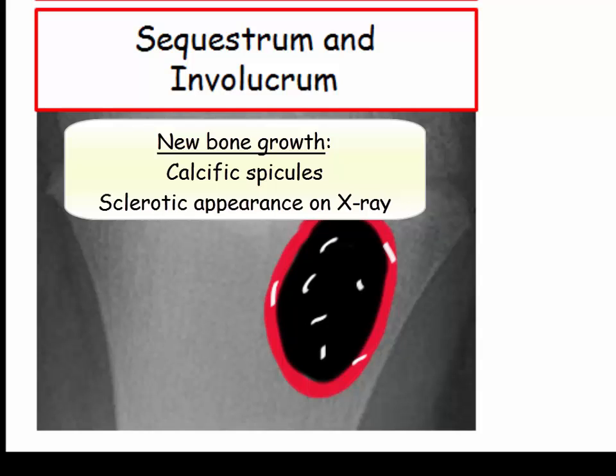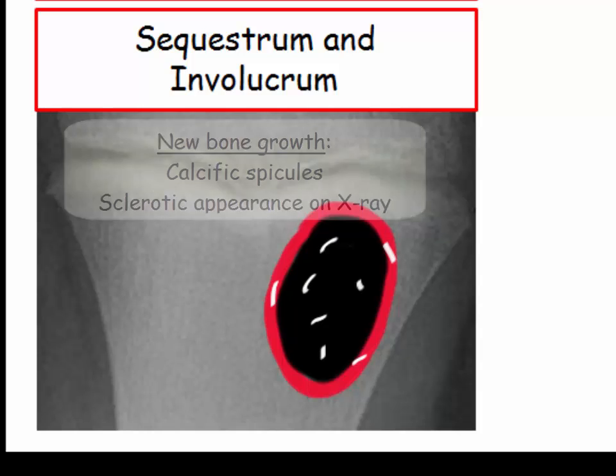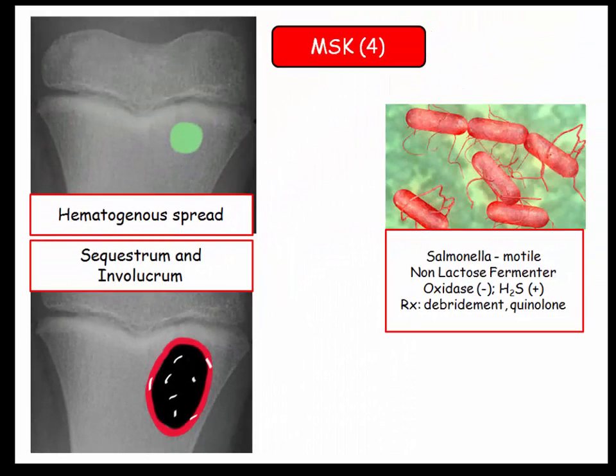Of course, they won't say new bone formation. The clue will be the presence of sclerotic bone fragments or calcified spicules. That is, they'll use some coded language to suggest that new bone is growing in the chronically infected bone.